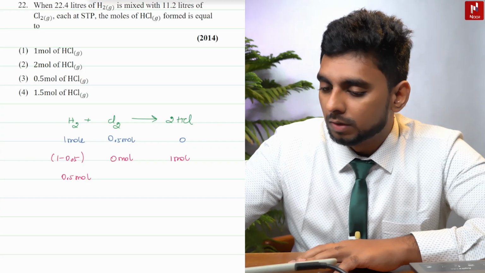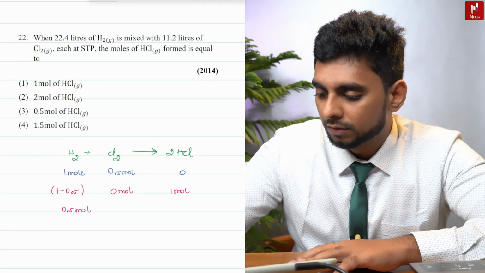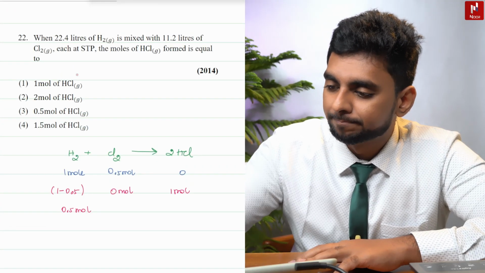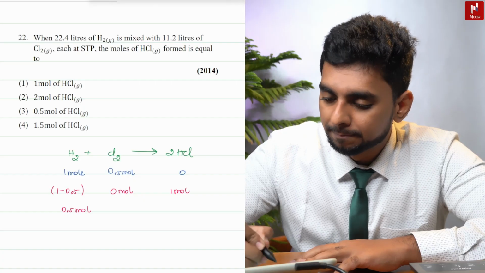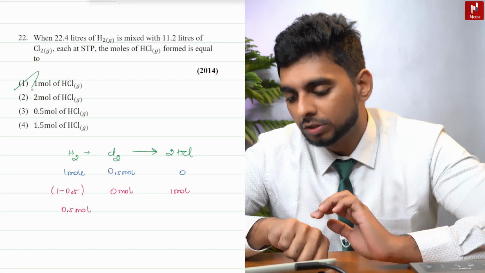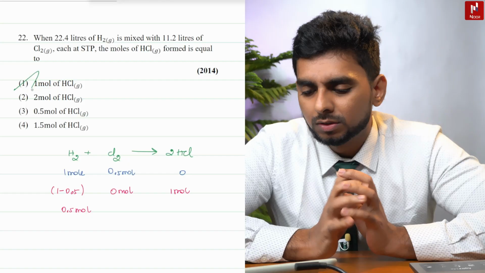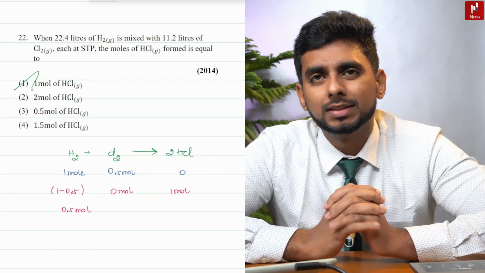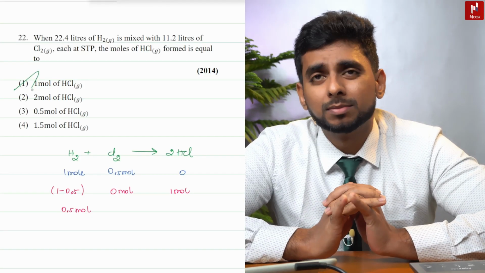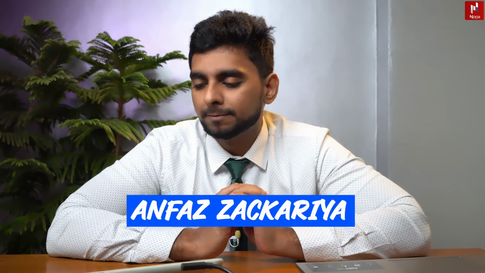So the answer over here is 1 mole of HCl formed, which is option 1, right? You should be clear with this sum. You shouldn't have any doubt. So altogether we have seen around 9 sums in this session. The sums were actually easy, but the problem is we had lengthy mathematical solving.